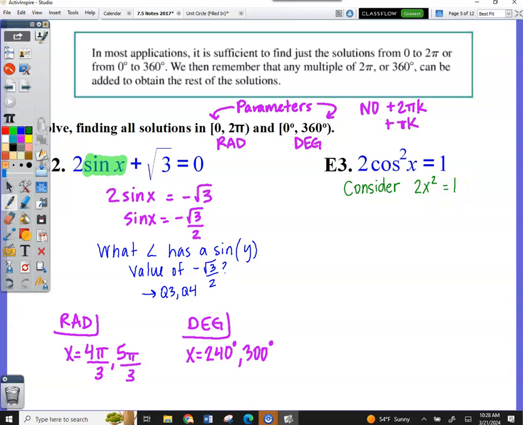And then maybe now you can see, okay, I'm just dividing by 2 and then I'm square rooting. Maybe you don't see that as easily right here. So rewrite it as a regular equation with x or y, and then you may see how to solve it. So I'm going to divide by 2. And then cosine squared needs to be just cosine, and I undo that by square rooting.